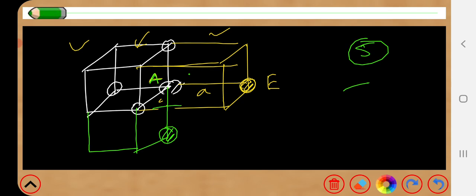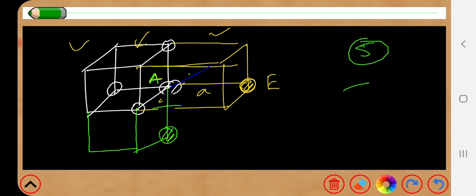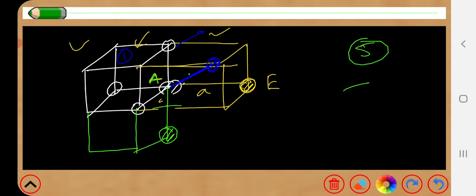Similarly, if we draw another unit cell, this blue one, behind this first unit cell, then we get another atom, right? So ultimately, if we count how many atoms are nearest neighbors for this A atom, we find at the left side this is 1, at the right side this is 2, at the up side this is 3, at the downside this is 4, at the front side this is 5, and at the back side this is 6.